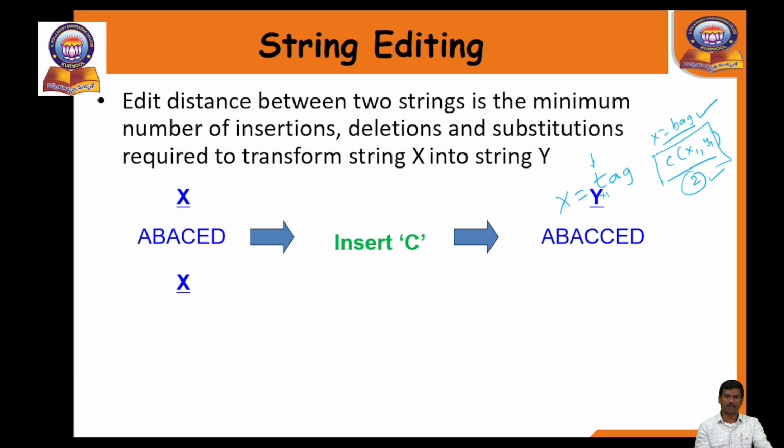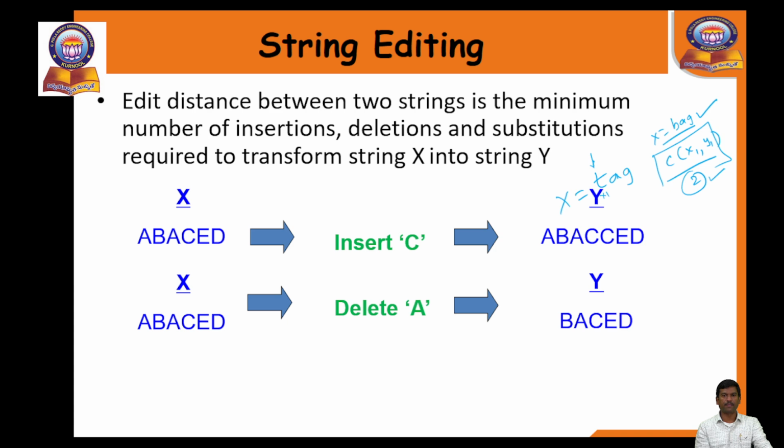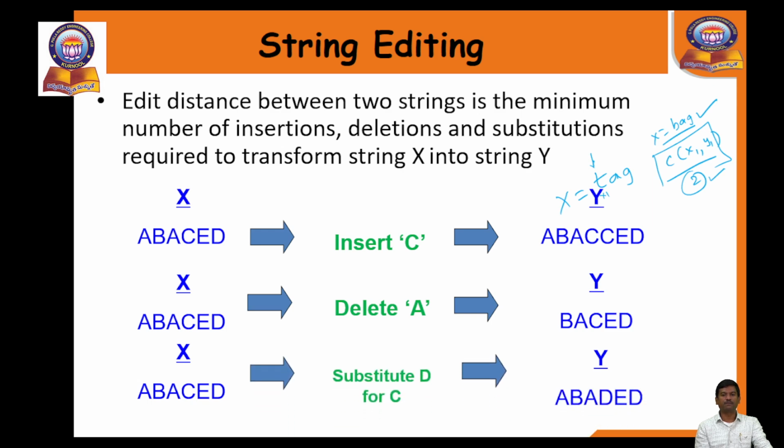Of course, there is another example which shows what exactly the operations to be performed. Similarly, consider x equal to ABACED and y equal to BACED. What operation has to be performed? That is delete of x1, that is delete A. And similarly, if you are given the strings x equal to ABACED and y equal to ABADED, then you have to substitute the D with the value C. That is, a change operation is involved. So this is how we can transform the given string x into y.